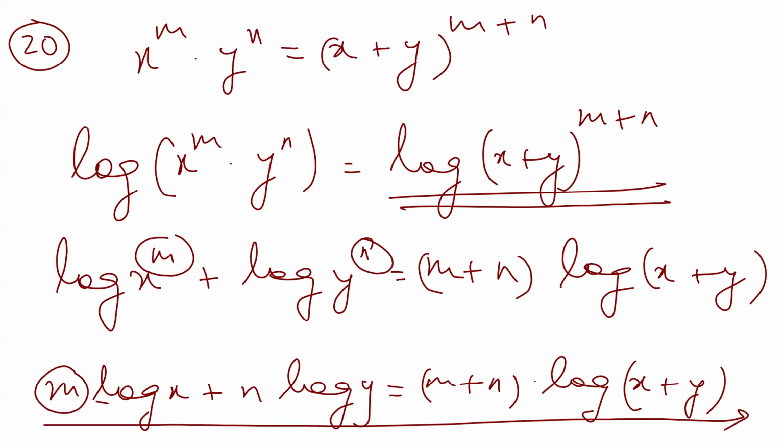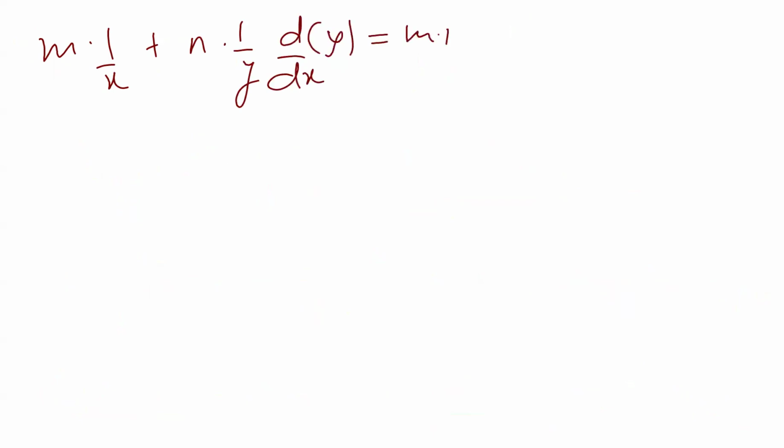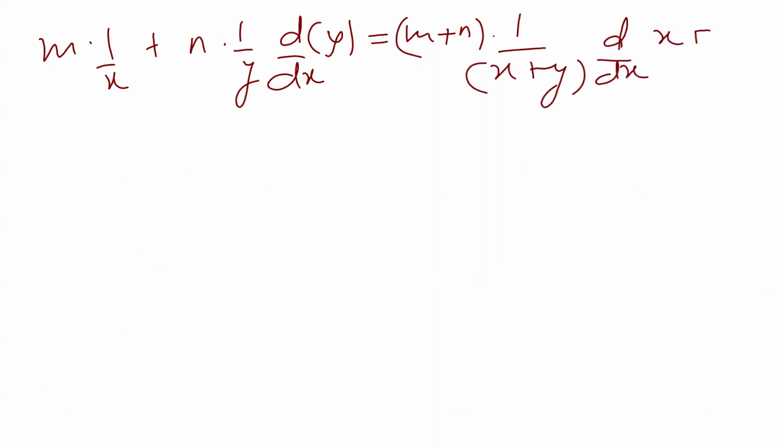m is a constant. Derivative of log x is 1 upon x. n is a constant. Derivative of log y is 1 upon y. m plus n is a constant. Derivative of log x plus y is 1 upon x plus y d by dx of x plus y. For this your chain rule should be in place. So m into 1 by x plus n into 1 upon y d by dx of y, equal to m plus n into 1 upon x plus y d by dx of x plus y.